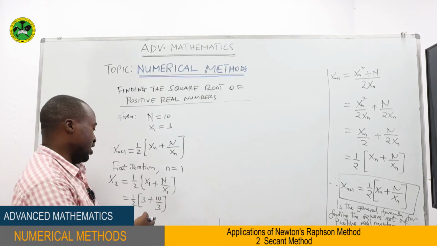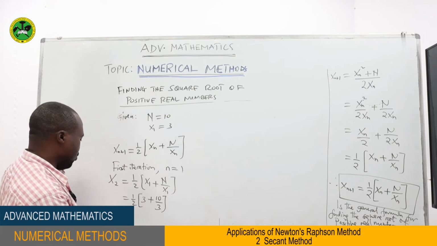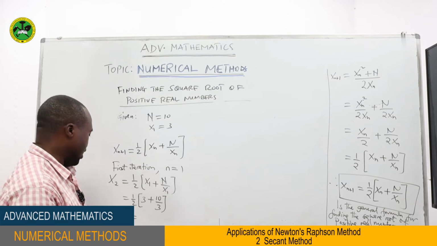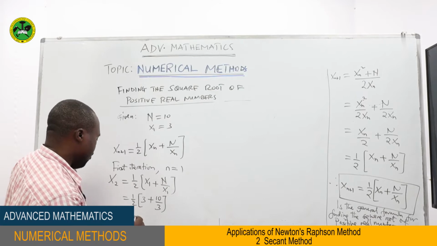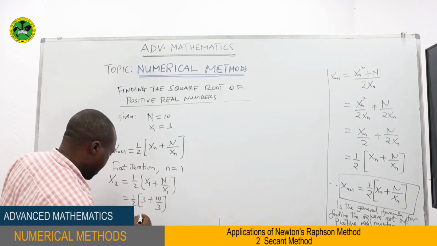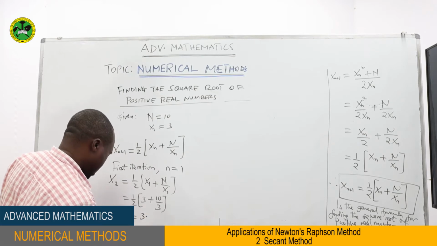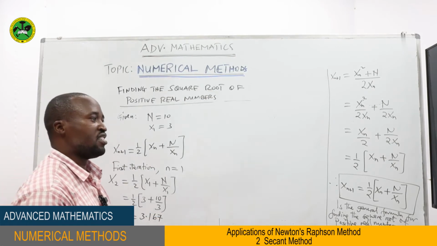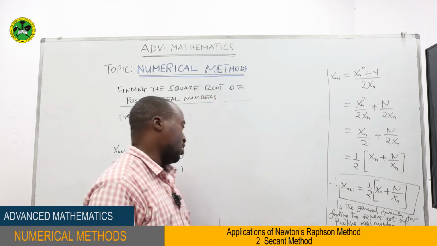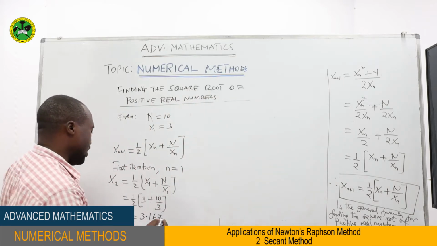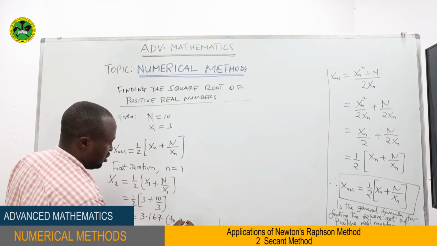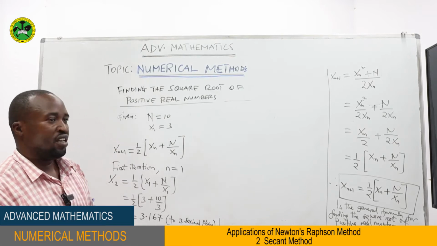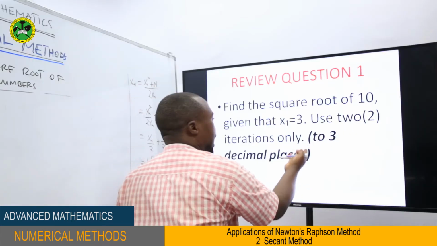So my dear student, you can use your scientific calculator to find x2. So just take your scientific calculator to get the value of x2. This is x2. So we are going to have this answer 3.167. Remember, the question says to 3 decimal places. So make sure that we maintain the number of decimal places, that is 3 decimal places. So again, we continue because they said use 2 iterations only.